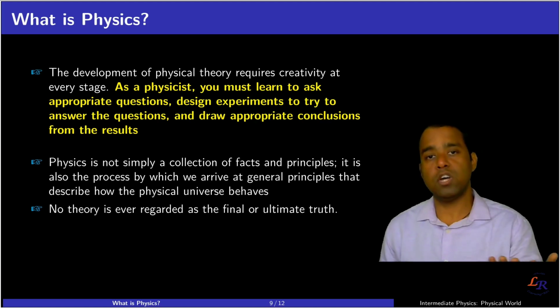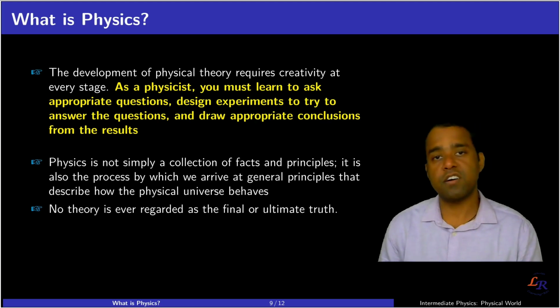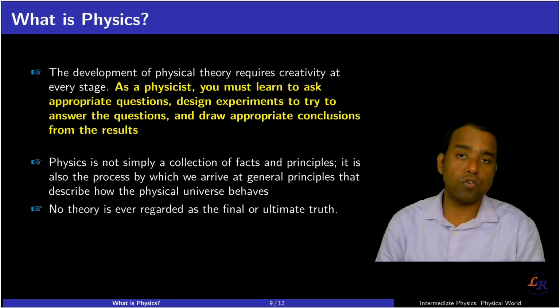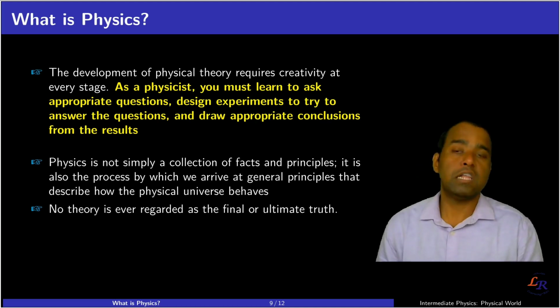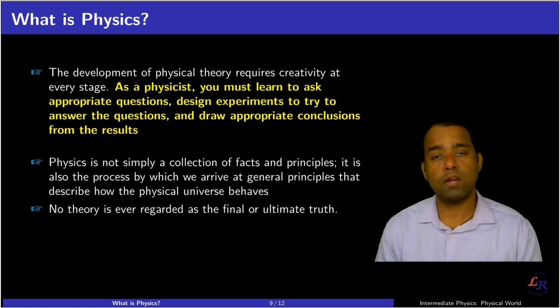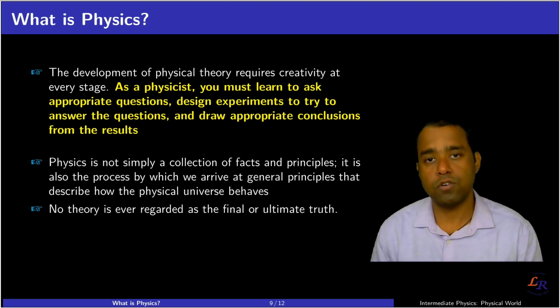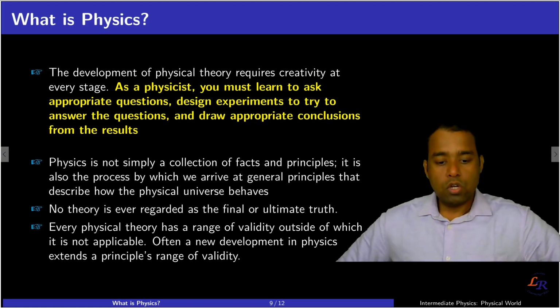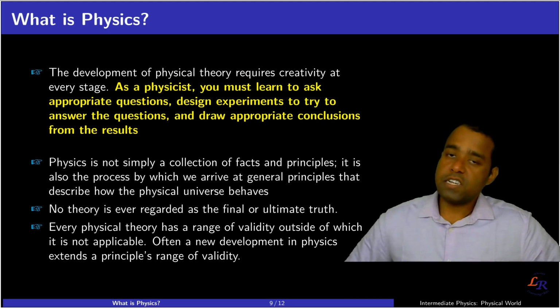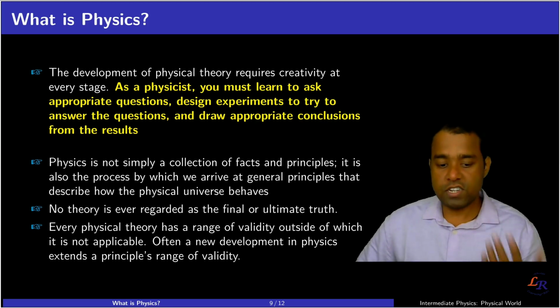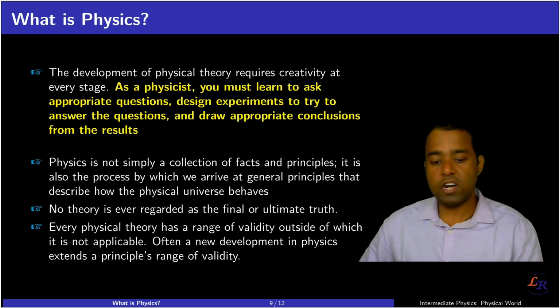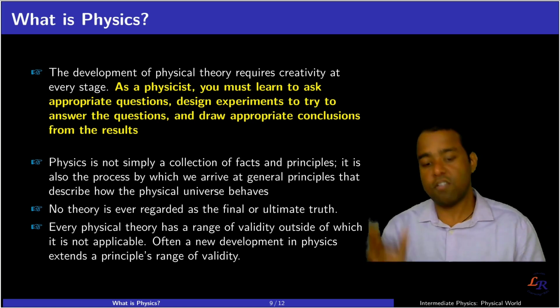This is the similar way in physics. You make great observations, you come up with your idea, and try to explain it with your existing theories and phenomena. If you are not able to explain it with the existing ones, then of course you can come up with new ideas and you can become one of the greatest scientists which history will see in future. Every physical theory, and this is a very important point, has a range of validity outside which it is not applicable. Often a new development in physics extends the range of validity.